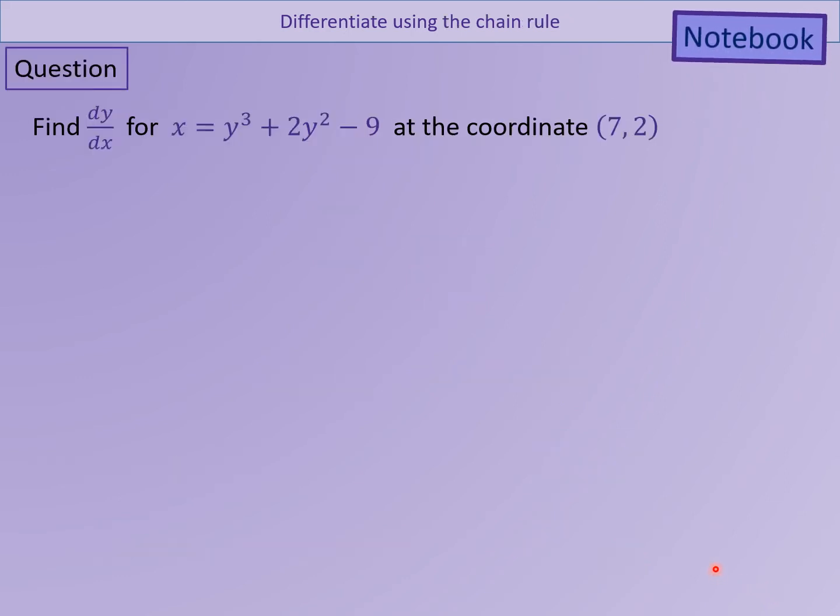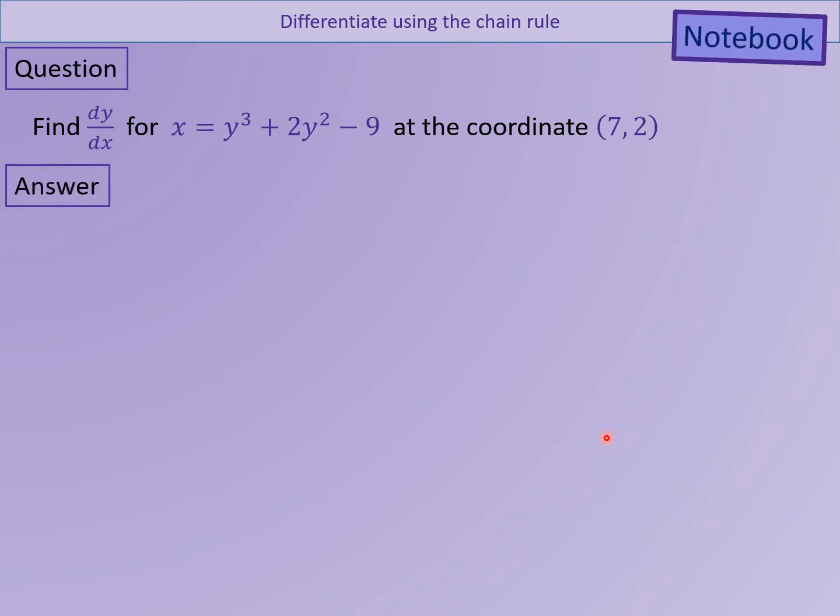Okay, so keeping your notebooks out, let's have a look at this exam question. I want to find the gradient function of this, and I want to work out the gradient at the coordinates (7, 2). So I'm going to work out the gradient function first and then work out the gradient at these coordinates. Now you might want to pause it and have a go yourself. I will show you the model solution when you're ready.